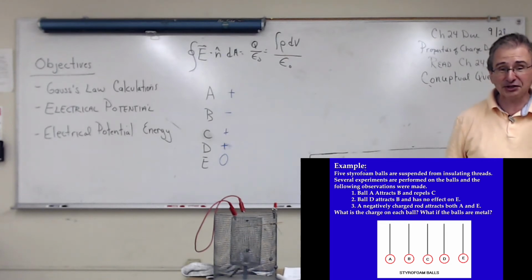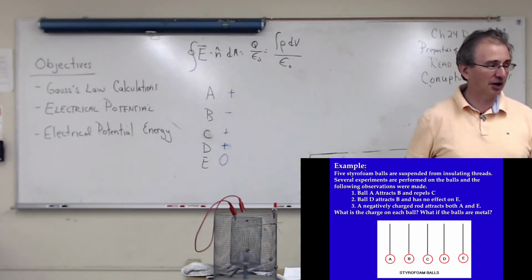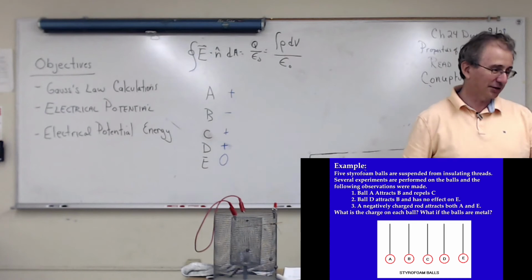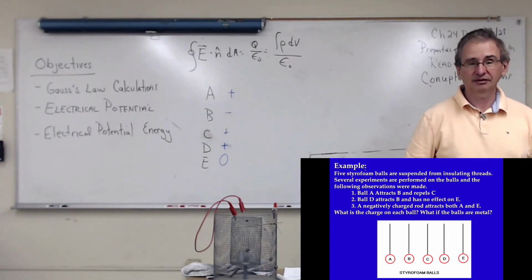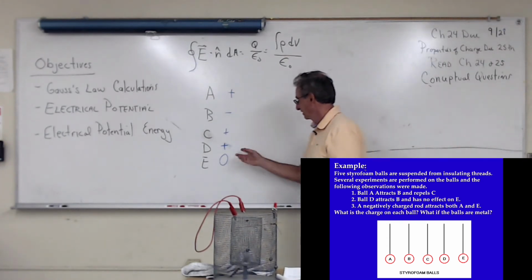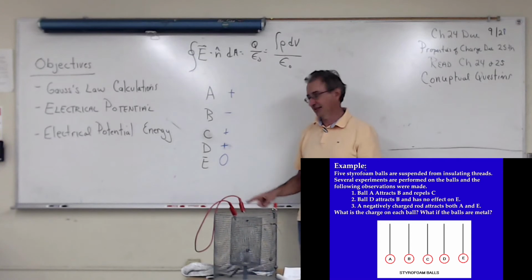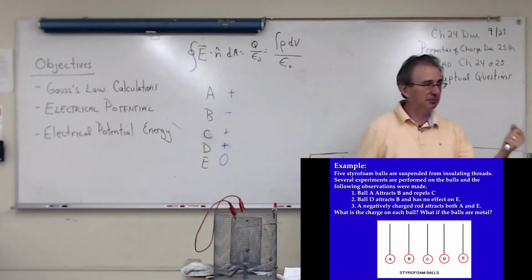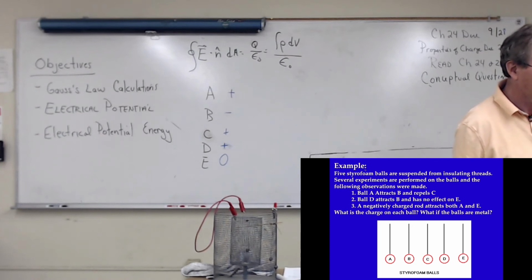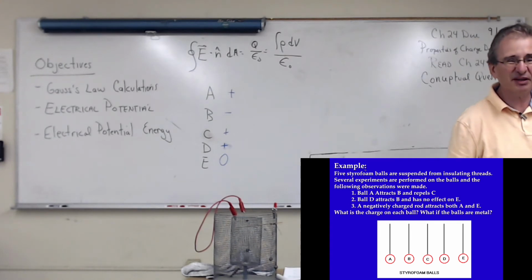Remember what we said earlier. The first question I asked you today: a charged object is always attracted to an uncharged object. It says ball D has no effect on E. Okay? That's not what this says, right? This says that they're attracted to each other. Whether I make this positive or negative, these two would be attracted to each other. So what must D be? D must be uncharged.